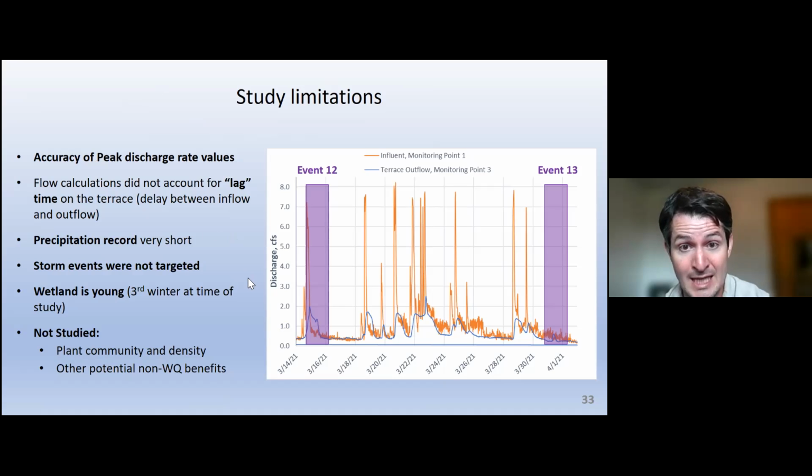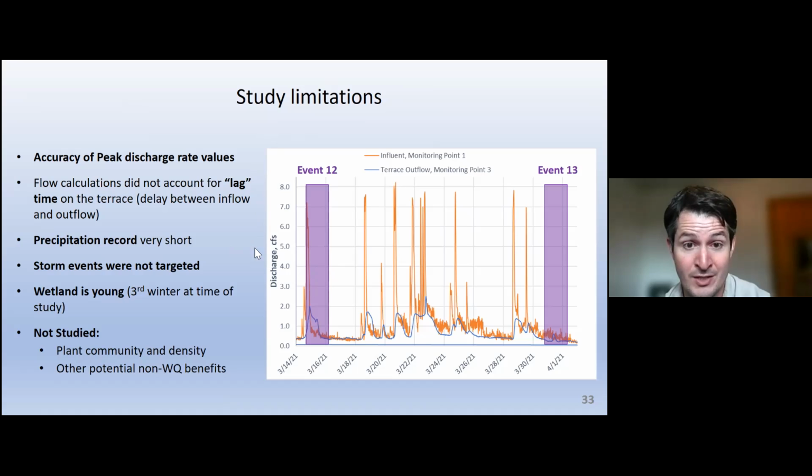There was definitely a lag, like shown in this figure on event 12, from the time the peak of a stormwater event or precipitation event hits monitoring point 1 and the time that peaks and leaves. That's an example of delayed peak. I did not account for that holding time, that retention time in my calculations. I just used the 24-hour composite to measure how much volume went into the reduction numbers, the reduction formulas.